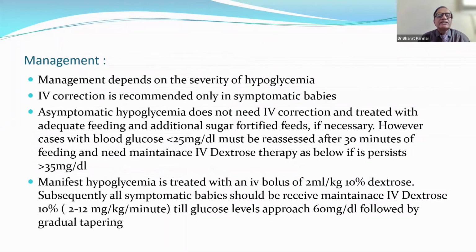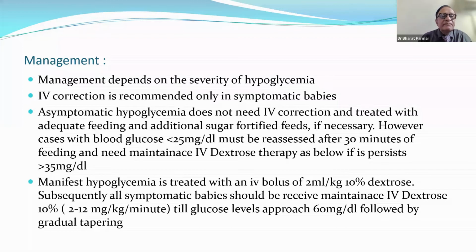So how will you manage neonatal hypoglycemia? The management of hypoglycemia depends on the severity of hypoglycemia. Intravenous correction is recommended only in symptomatic babies. Asymptomatic hypoglycemia does not need IV correction and is treated with adequate feeding and additional sugar-fortified feed if necessary. However, a case with blood glucose less than 25 milligram per dl must be reassessed after 30 minutes of feeding and needs maintenance IV dextrose therapy as below if it persists more than 35 milligram percent.